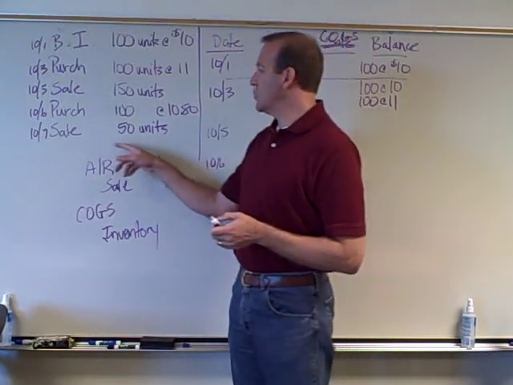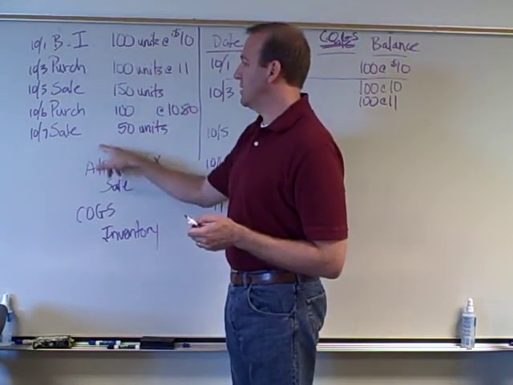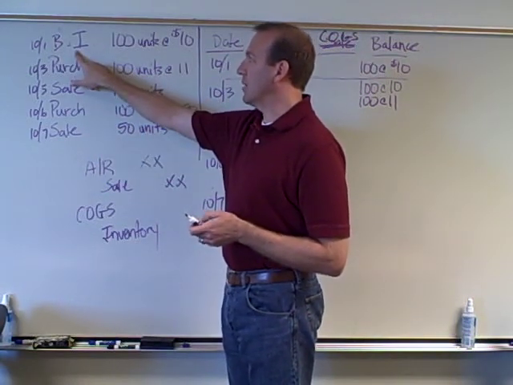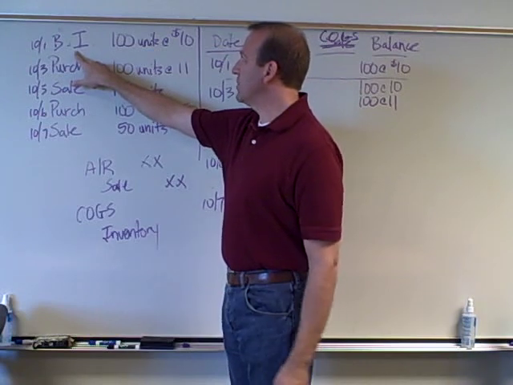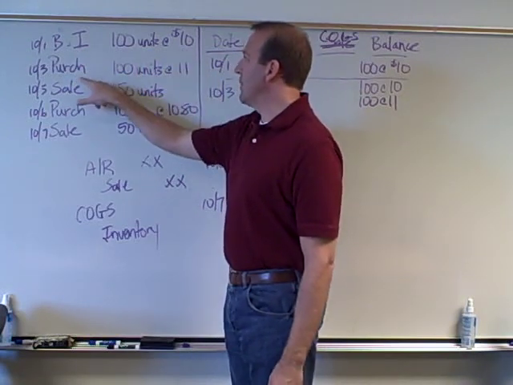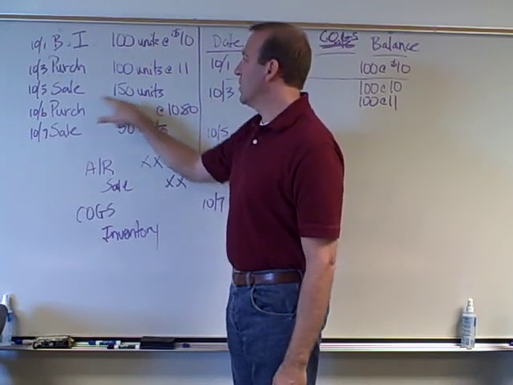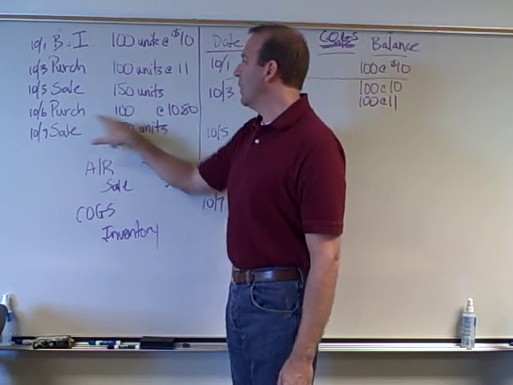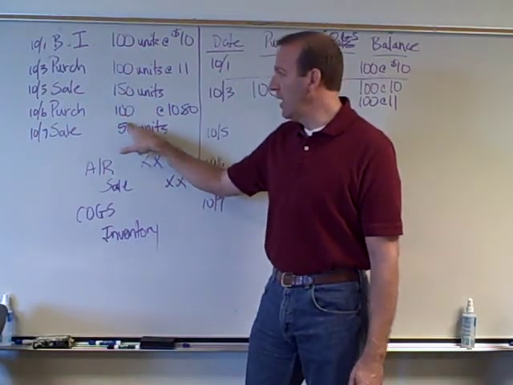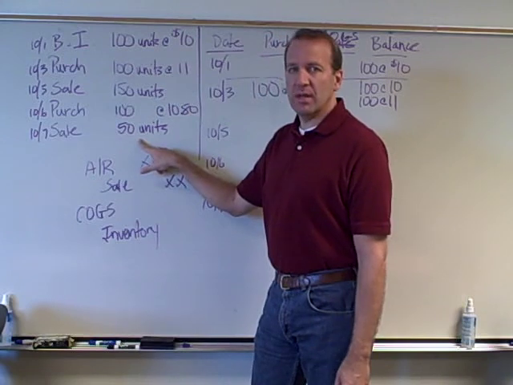So let's once again just review the transactions that are going to be taking place. On October 1st, we have beginning inventory of 100 units at 10. Then we purchased 100 units. Then we're selling 150. We're purchasing 100 more. And then we have a sale of 50 units.